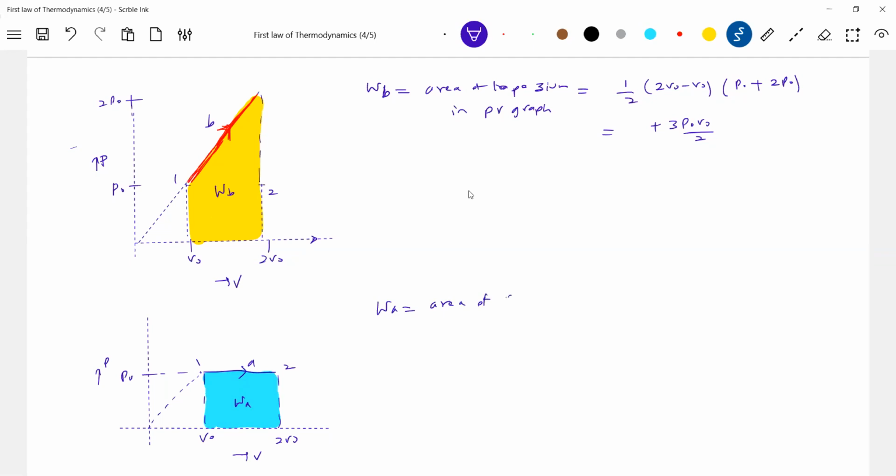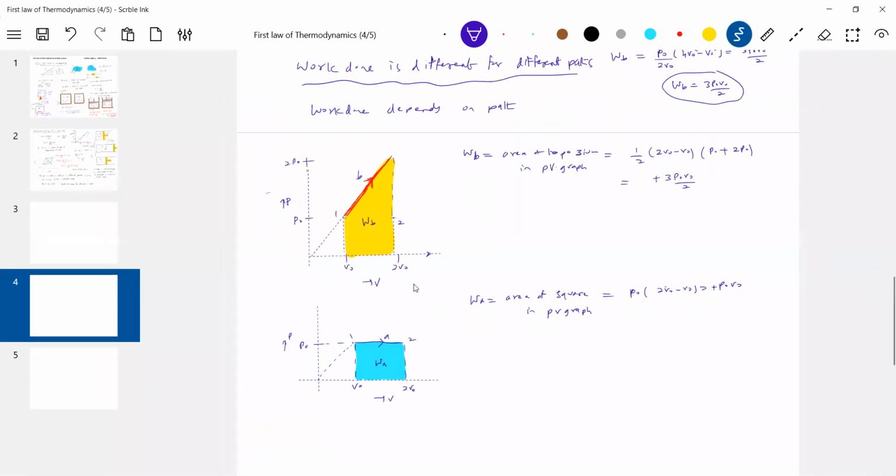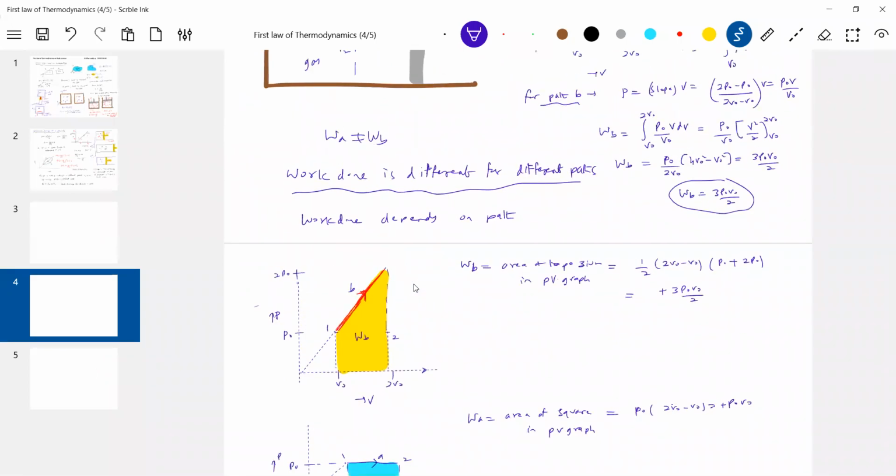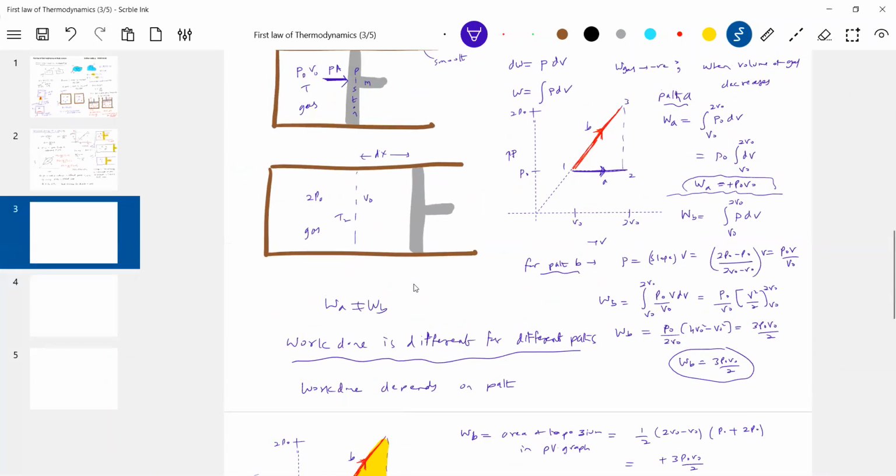Area of square in PV graph. Now, what is this? P naught into 2V naught minus V naught. So P naught V naught. There are two approaches for you. If you can calculate area in PV graph, you'll get the work done. Or else, if you know how pressure varies with volume, substitute into work done equal to integral P dV. There, you substitute P as a function of volume, then integrate with the limits, and you'll get the work done.